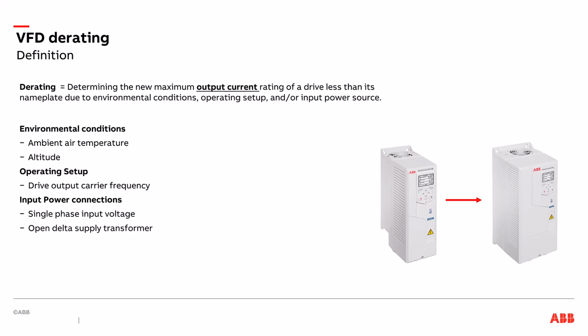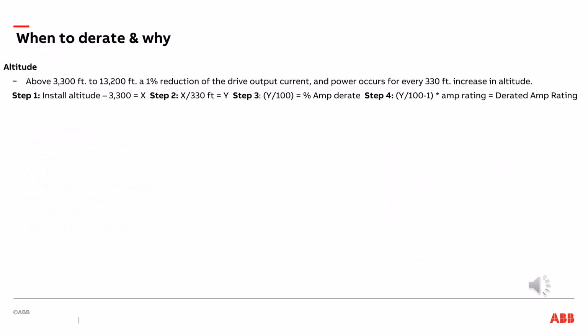Remember that we don't size a drive off of horsepower alone. We need to take horsepower and output current into account. The goal of the derate is to determine if the correct size of drive is selected for this environment. We'll begin our derate calculations with altitude. There are two impacts that high altitude has on the drive operation. The first impact is on cooling. The second is on electrical component spacing to prevent arcing.